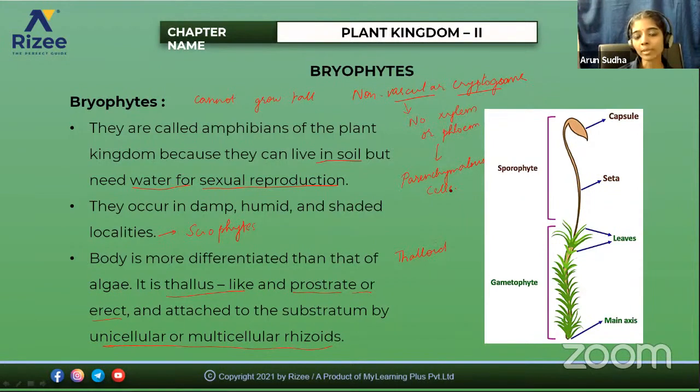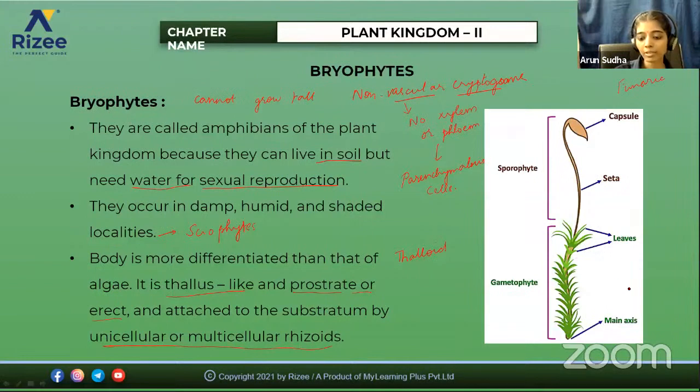They also come under the category of non-vascular cryptogams. That is, there is no xylem or phloem, but conduction is with the help of parenchymatous cells. Because of the absence of conductive tissues, they cannot grow tall, so the plants that come under bryophytes will be shorter. Actually, this is an example of a bryophyte, that is Funaria.